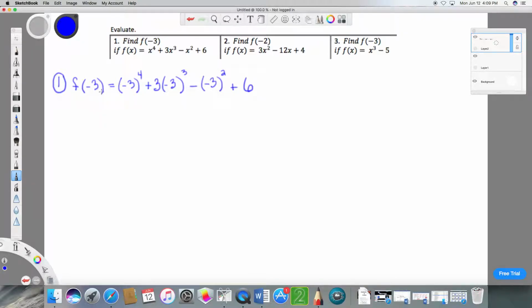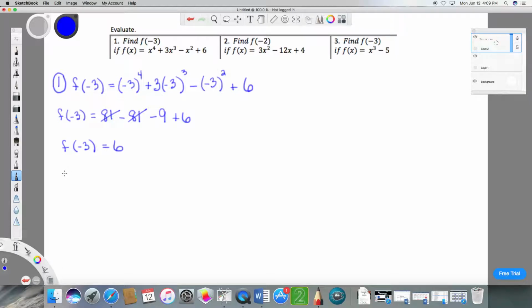So you can see that when the input is a negative value, you do have to be very careful with the signs. So what do we get when we evaluate this function at -3? Well, in the first term, that's 81. And in the second term, that's minus 81. Those two cancel. Then here, we have -3 squared, which is 9. Then we add 6. So if I've done my arithmetic correctly, f evaluated at -3 is equal to 6.